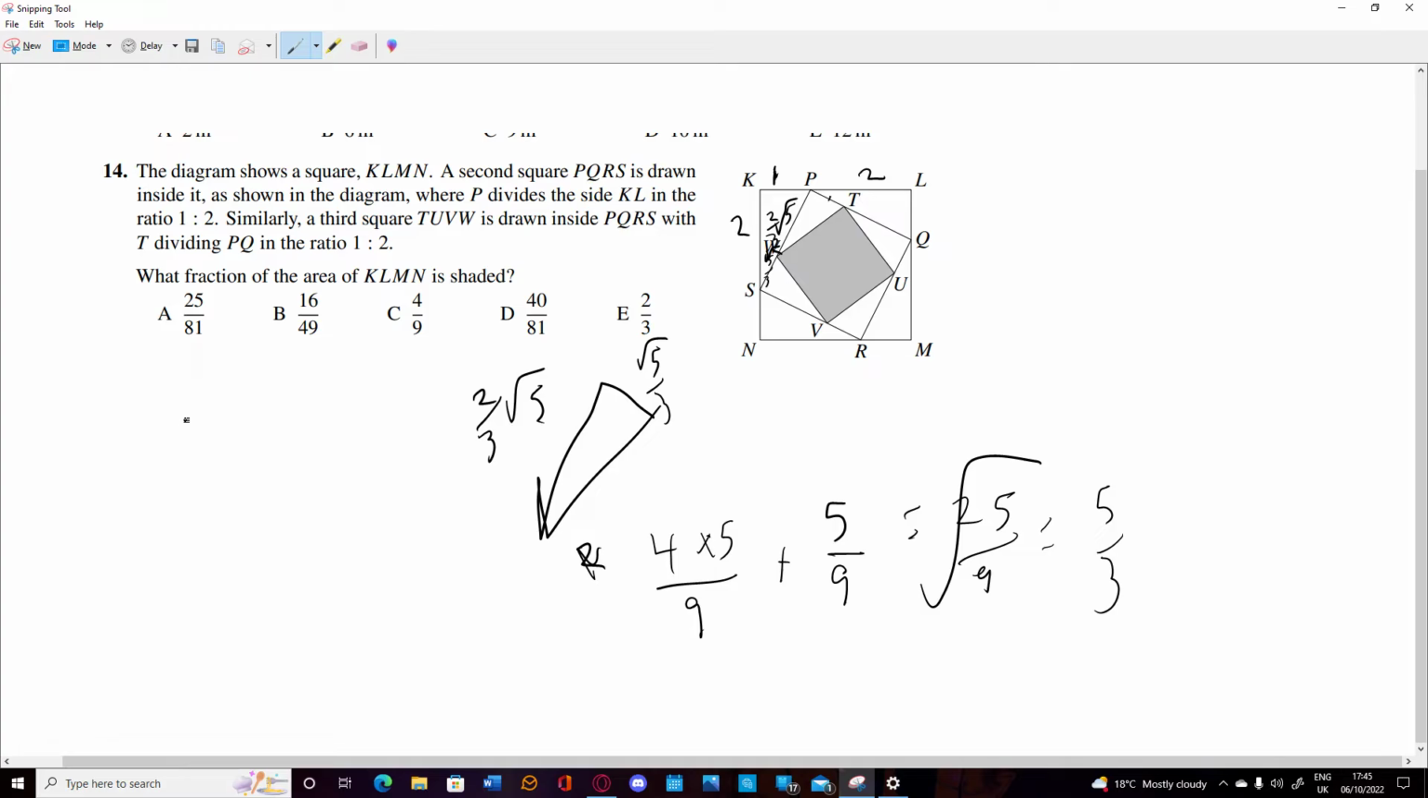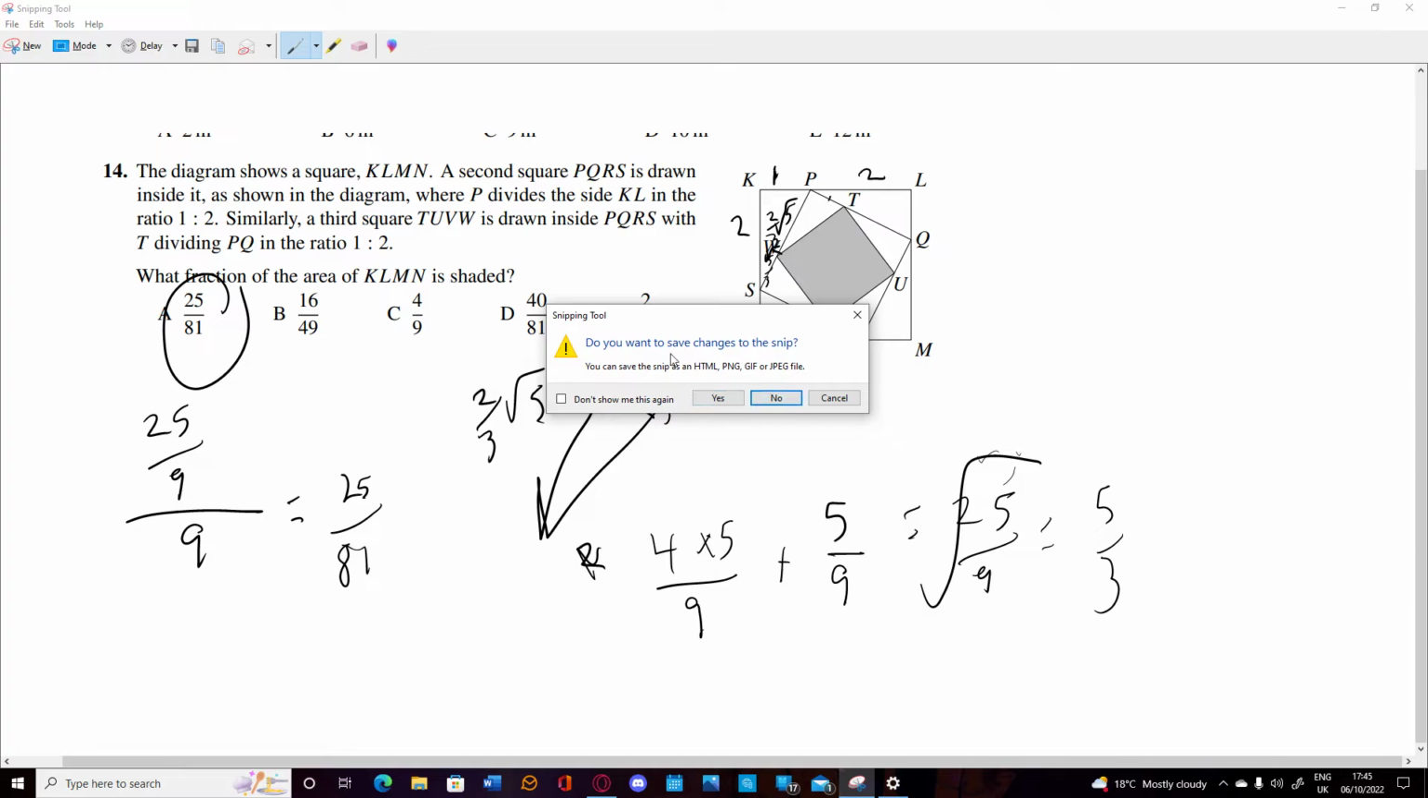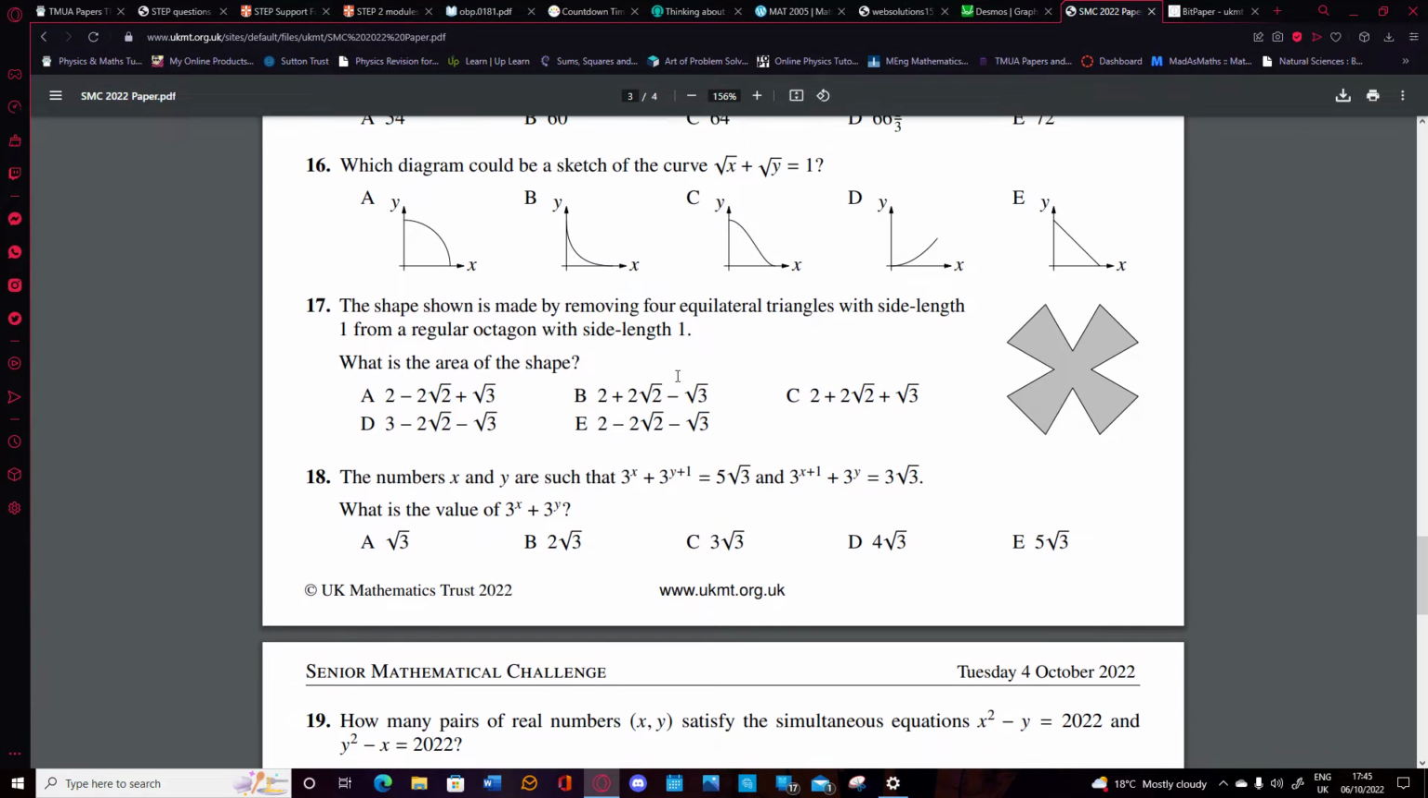A fraction of the area of KLMN is shaded. So the area of the smallest square is just going to be 5 over 3 squared, which is 25 over 9. So we don't even need to root it. And then we just put 25 over 9 over the area of the largest square, well, KLMN, which is just 3 squared. And we end up with 25 over 81, which is A. Going pretty smooth. Very smooth.